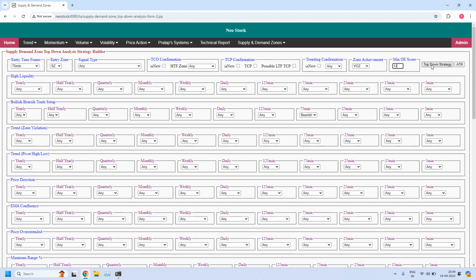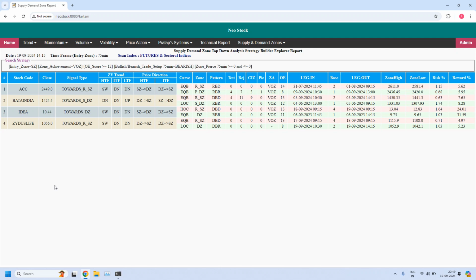Now let's filter. Only 4 stocks are filtered. These 4 stocks are currently supporting bearish trade setup for weekly income trade. That is entry time frame 75 minutes. Now let's verify out of these 4, any of these stocks are having ITF confluence. That means 75 minutes zone should be part of the daily supply zone.